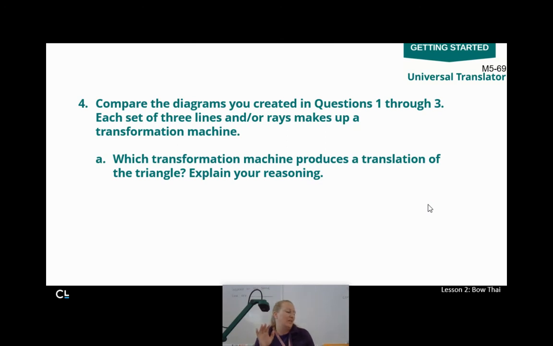Can you just answer a couple questions for me? I'm most interested in the first question. Can you compare these diagrams that we just did on questions 1, 2, and 3 and each set of the three lines and the rays that made up our transformation machine, right? We just followed it and we did what it said to do. Which of these three, which transformation machine produces a translation of the triangle? Remember, translation was just a shift or a slide, just moved it over. Only one of them does it. So go ahead and hit pause, jot down which one you think does what it's supposed to do for a translation, and make sure you give me a little explanation as to why it's that one and maybe not the others. So hit pause, write it down, hit play to check your work.